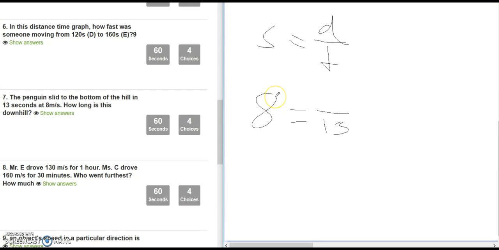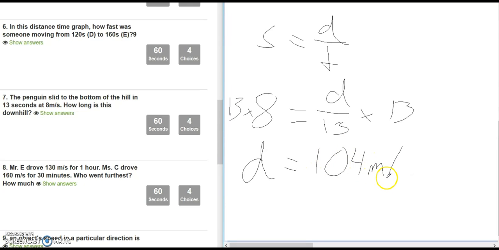So this is a speed question. We haven't done speed yet. Remember, speed is equal to distance over time. So, for this, the penguin slid to the bottom of the hill in 13 seconds. Alright, we have time. 13. At 8 meters per second. Oh, there's our speed. So I'm missing the distance. To get distance, I'm going to have to multiply both sides by 13. And that gives me d is equal to... Oh, I'm going to have to do math here. 96, I believe it's 104 meters per second.